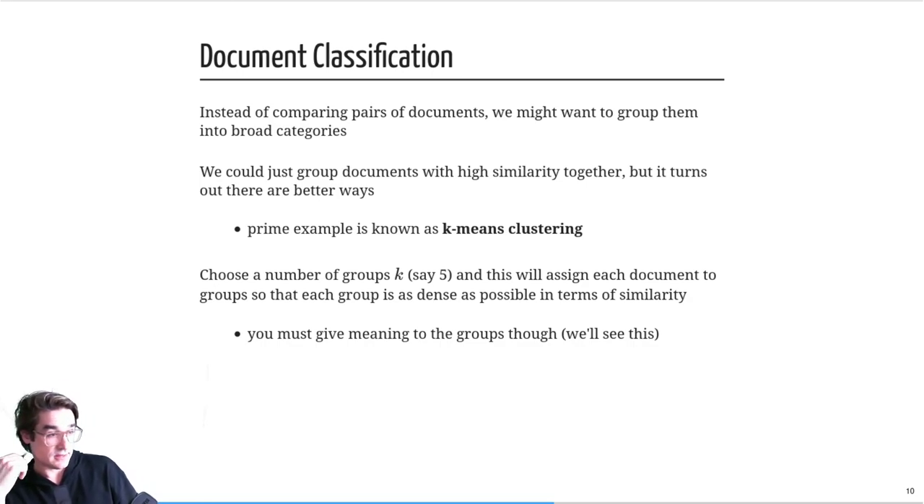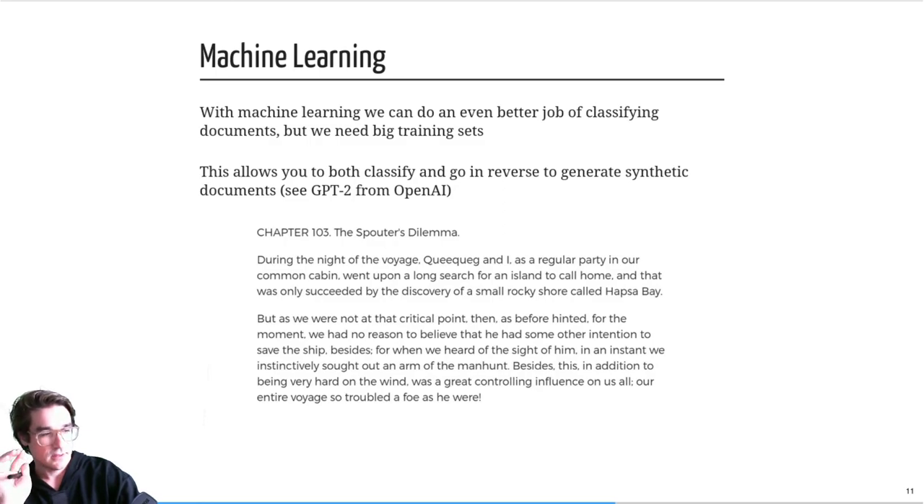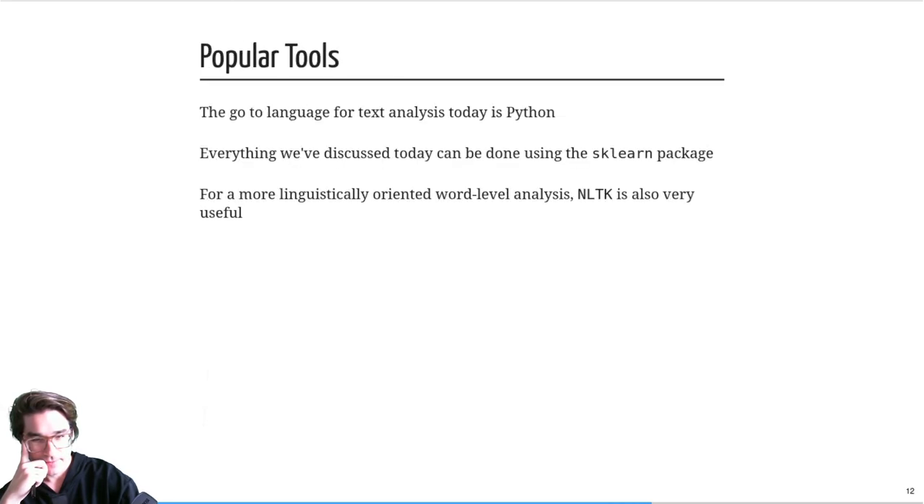Okay. Then you got the document clustering. We talked about that. We talked about k-means clustering, and all of the other clustering algorithms that are out there. Those are in sklearn. Okay. So we're going to go through this in detail in code in a minute. So let's just wait till we do that. ML stuff, you can go nuts. GPT-2, all that. We'll talk about that as well. Okay. This is Moby Dick. Okay.